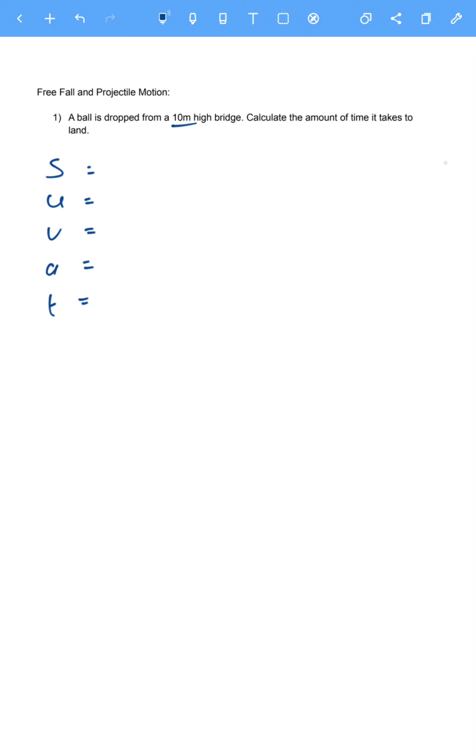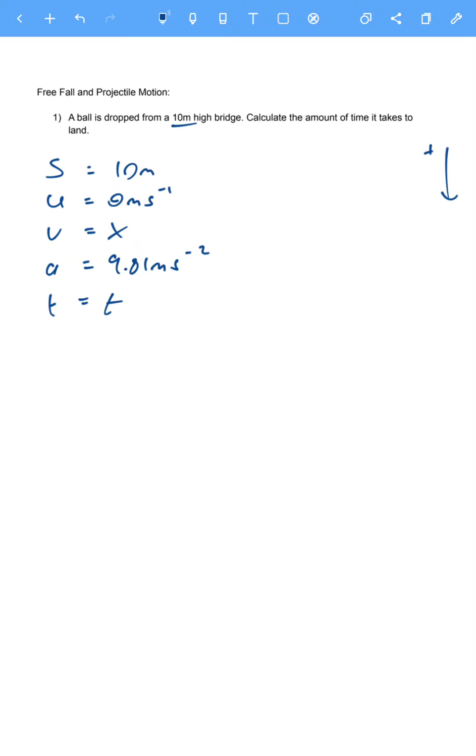So the ball, we can safely establish, is moving downwards. So what I'm going to do is take down as positive. So the displacement vertically downwards is 10 meters. The initial speed, the ball is dropped, so we can safely say that that would be 0 meters per second. The final speed, I'm not sure what that is, and I don't need to know. The acceleration is the acceleration due to gravity, which is 9.81 meters per second squared. And then we're going to calculate the amount of time t.